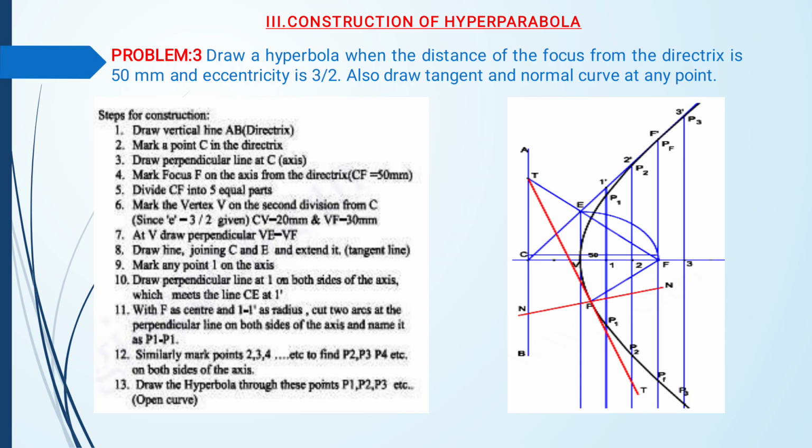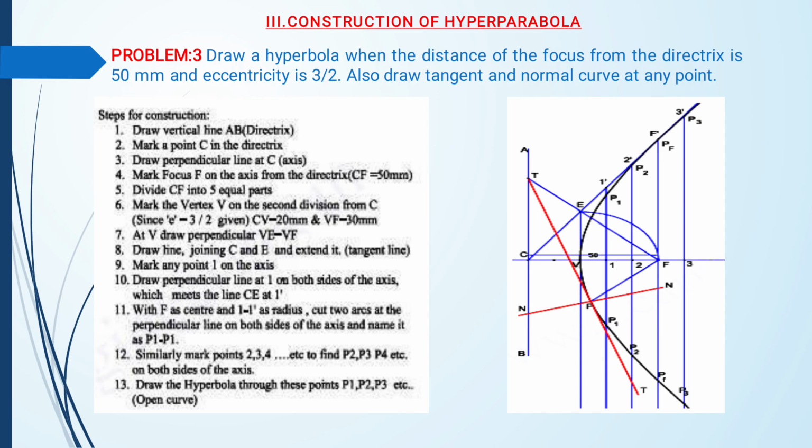As per the given construction, first draw a vertical line AB. Then mark a point C on the directrix, so C is the midpoint of the line AB. Next draw a perpendicular line at C; that line is called the axis. The same steps are followed as for the ellipse and parabola. Then mark the focus F on the axis from the directrix, because we know the distance is 50 mm. Divide CF into 5 equal parts because of eccentricity 3 by 2.